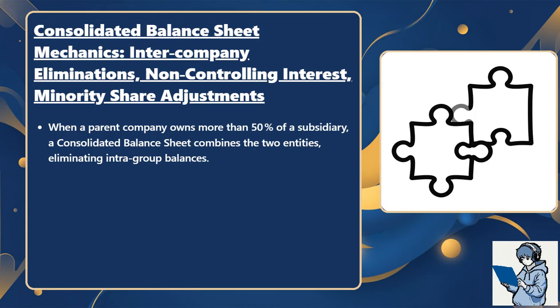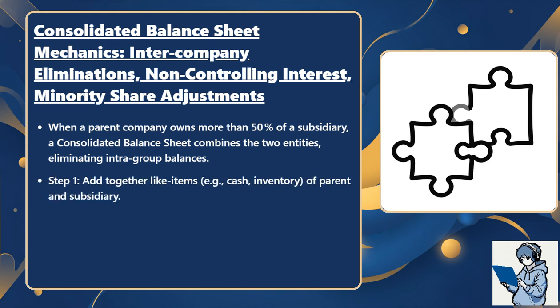When a parent company owns more than 50% of a subsidiary, a consolidated balance sheet combines the two entities, eliminating intra-group balances. Step 1. Add together like items, for example cash and inventory, of parent and subsidiary.